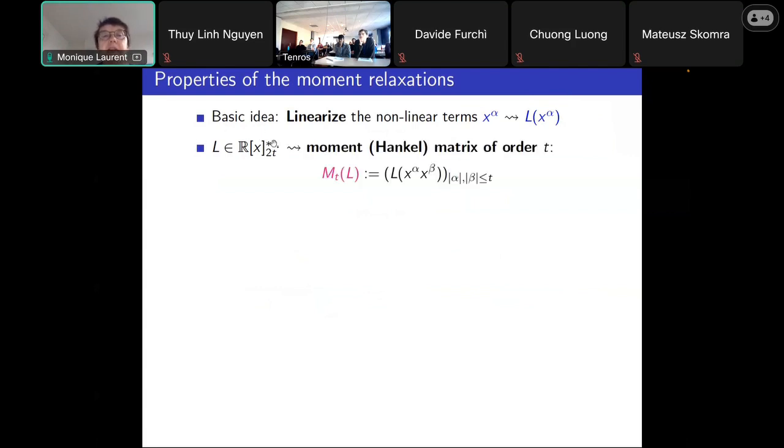If we have this linear functional, we can make a matrix out of it, the so-called moment matrix, which is a Hankel type matrix. It's denoted M_t(L). It's indexed by monomials up to degree t, alpha and beta at most t, and the alpha beta entry is nothing but L evaluated at X^alpha times X^beta. So if you have an L, you can make this matrix.